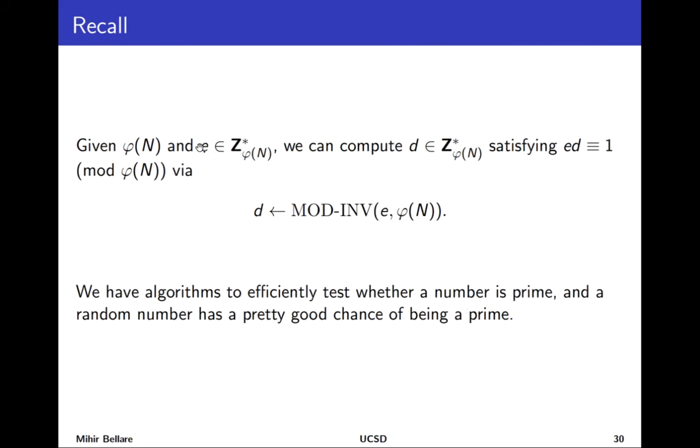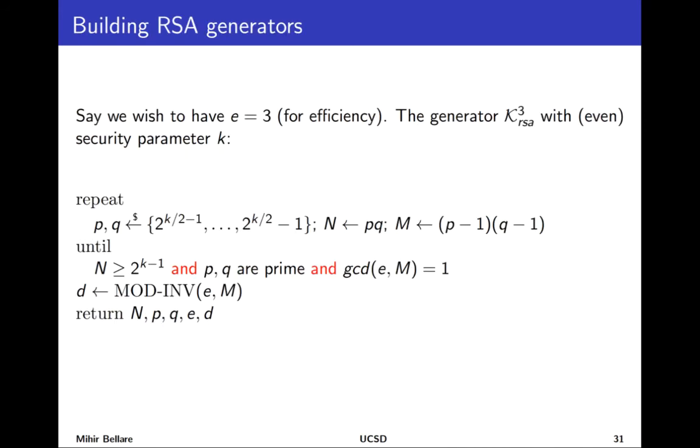So this says that once I've chosen e, there's a simple way to compute d. But the important thing to remember is that to do that, you need to know what phi of n is. You cannot just run this on e alone, you need this second argument. Other things we'll need for setting up RSA generators: we need to test primality, and we need to know that random numbers have a good chance of being prime, all things we've seen before.